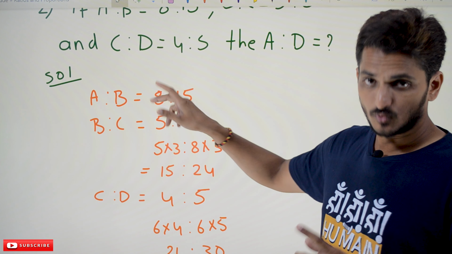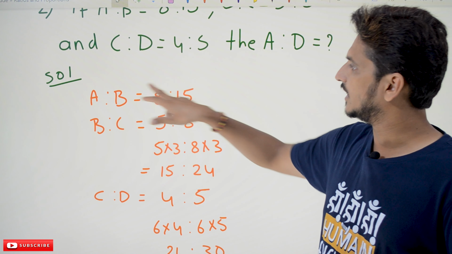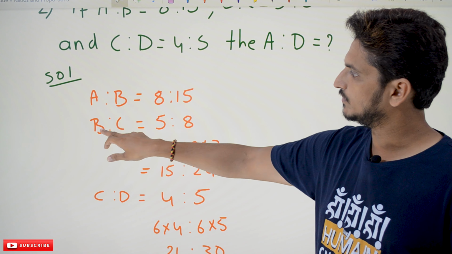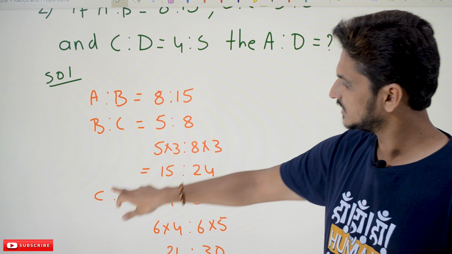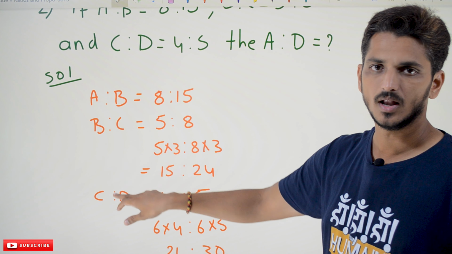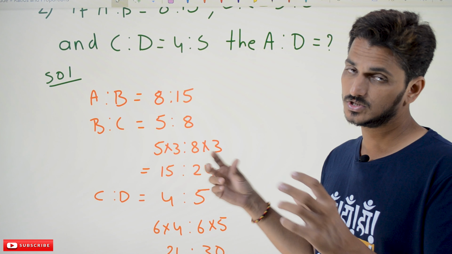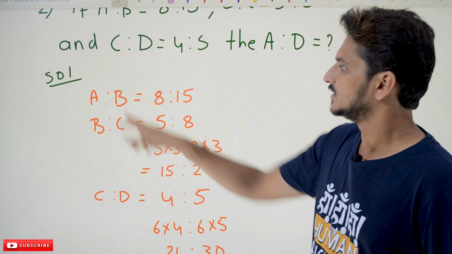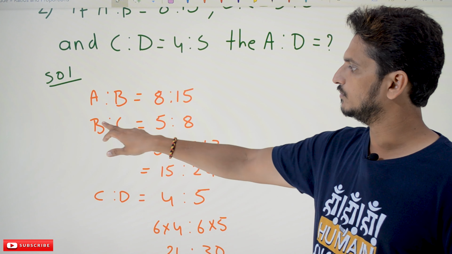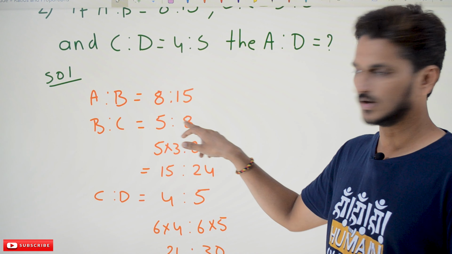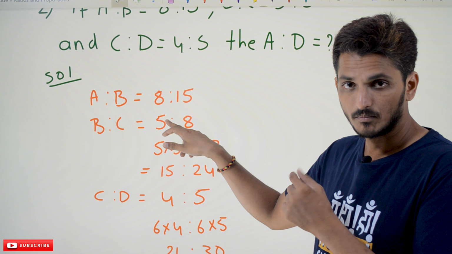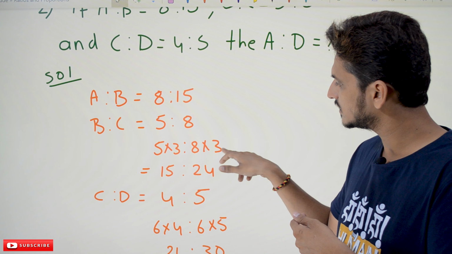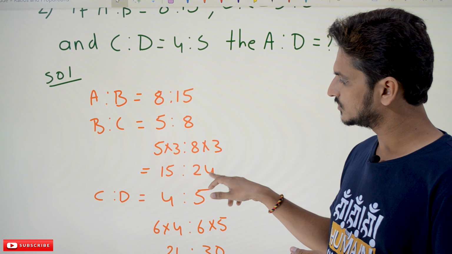So the first way is the similar way to whatever we have done above. A is to B, B is to C, make B's equal. Similarly, C is to D, make C's equal. Then we can combine A is to B is to C is to D. A is to D means take those values. So A is to B is 8 is to 15, B is to C is 5 is to 8, make this 5 as 15, multiply by 3, 5 3's are 15, 8 3's are 24, 15 is to 24.